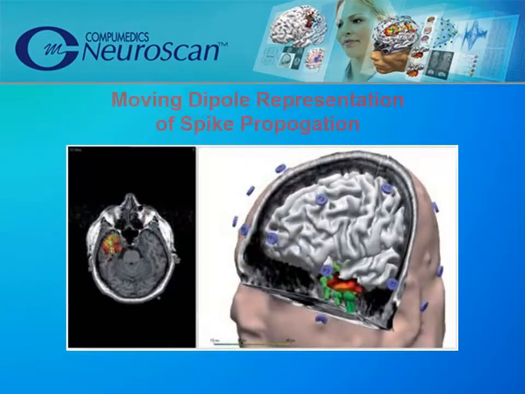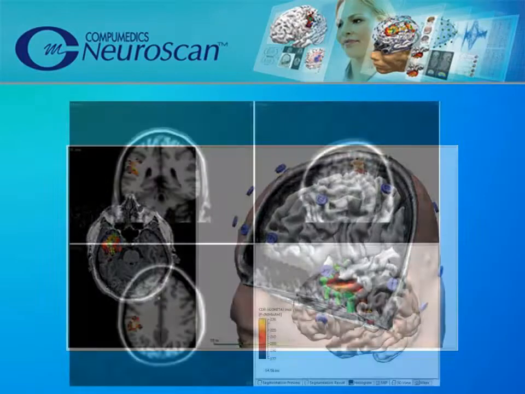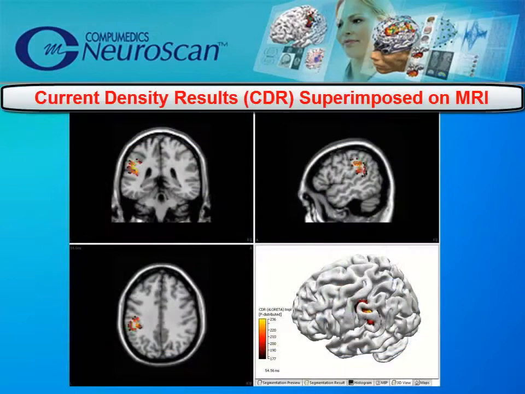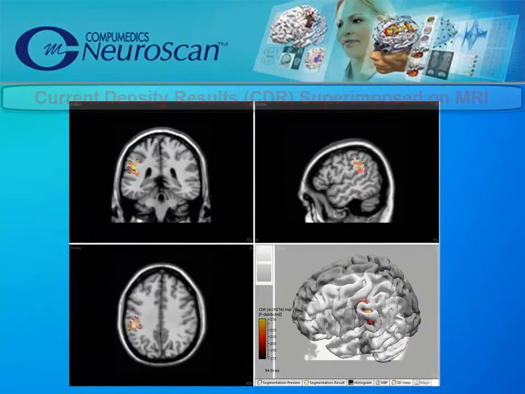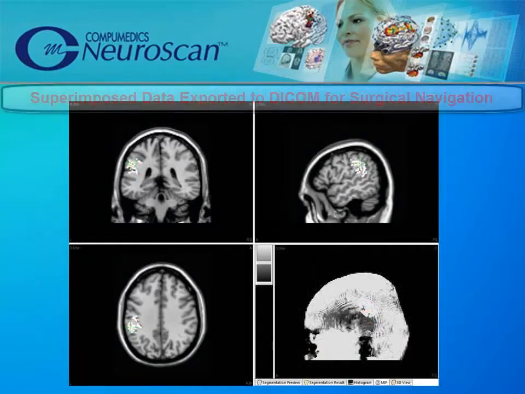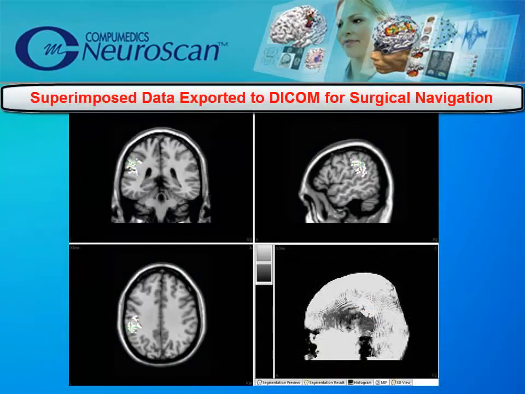Display capabilities in Curie allow you to create final figures depicting selected results. In this example, a moving dipole representation of propagating spike activity is displayed in a cutaway view along with current density results. In this example, current density results are superimposed on the patient's MRI for precise localization of the activity. The source results can then be exported in DICOM and other formats for use with surgical navigation systems.